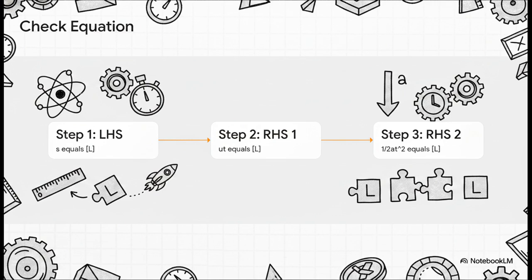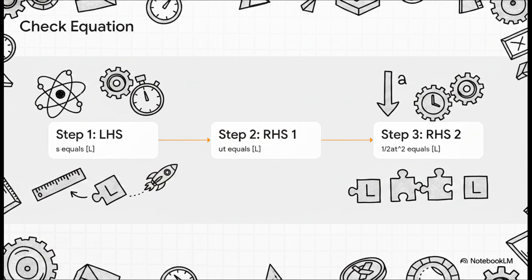Step 2. Look at the first term on the right, ut, which is initial velocity times time. Now velocity is length over time, and we multiply that by time. The times completely cancel out, leaving us with, you guessed it, just length, L. Step 3. The second term, 1/2 at squared. Acceleration is length over time squared.